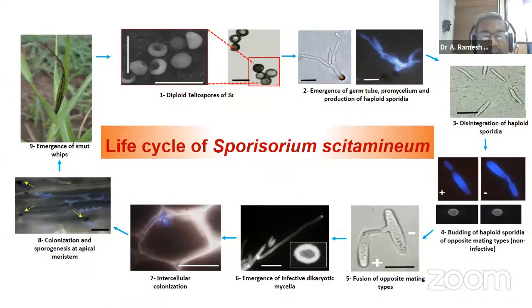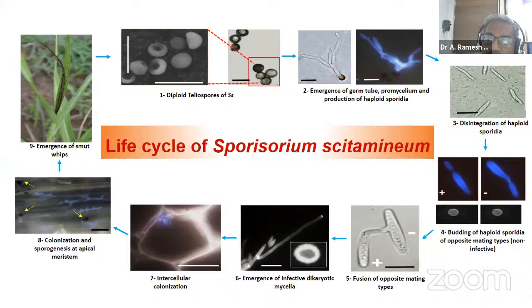So coming to the tricky lifestyle of the sugarcane smut pathogen, it has a typical diploid teleospore. You could see the SEM photograph as well as the light microscope photograph. It emerges in the form of a germ tube, gets into a promycelium, and then develops into haploid sporidia. Here comes our interest, because the haploid sporidia will have two opposite mating types, what we call MAT1 and MAT2, or plus and minus.